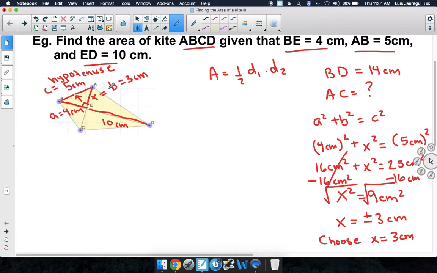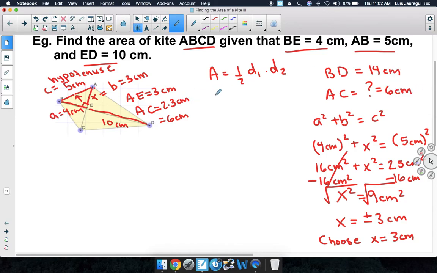What does that mean? That means that segment AE is equal to 3 centimeters, and AC is twice as much as that. So AC is equal to 2 times 3 centimeters, or in other words, AC is equal to 6 centimeters. Indeed, AC is equal to 6 centimeters. Notice that we now have both values for the diagonals.